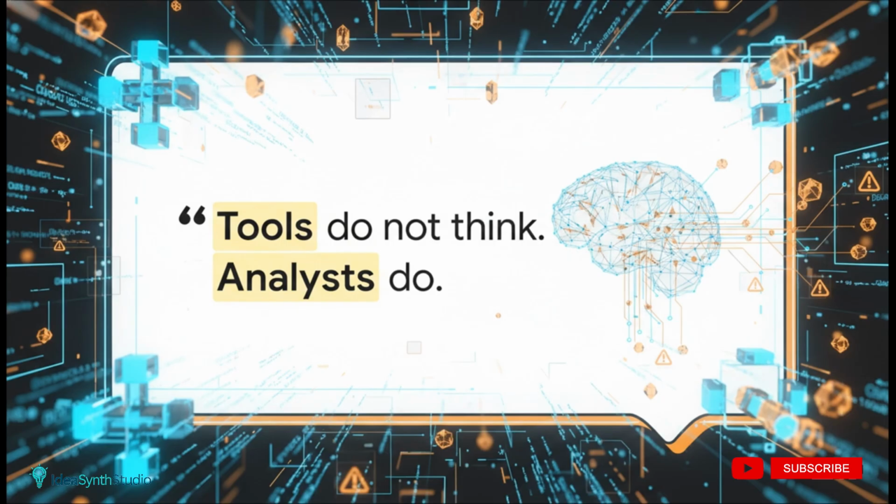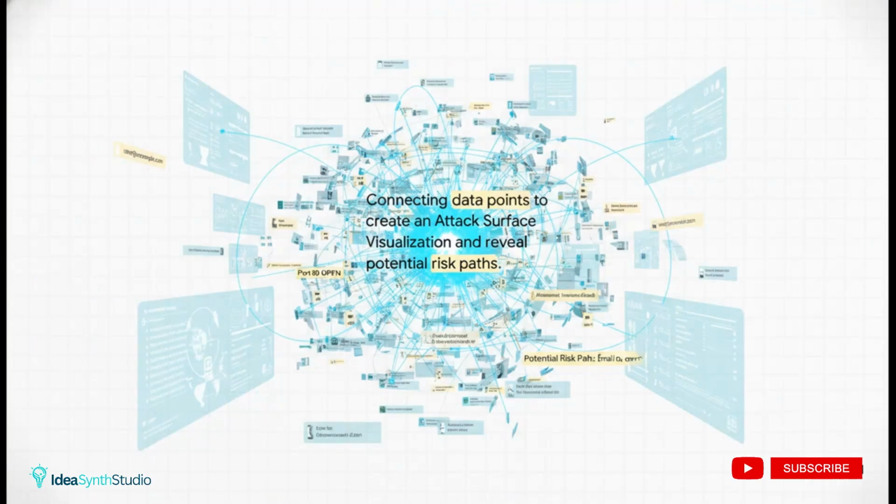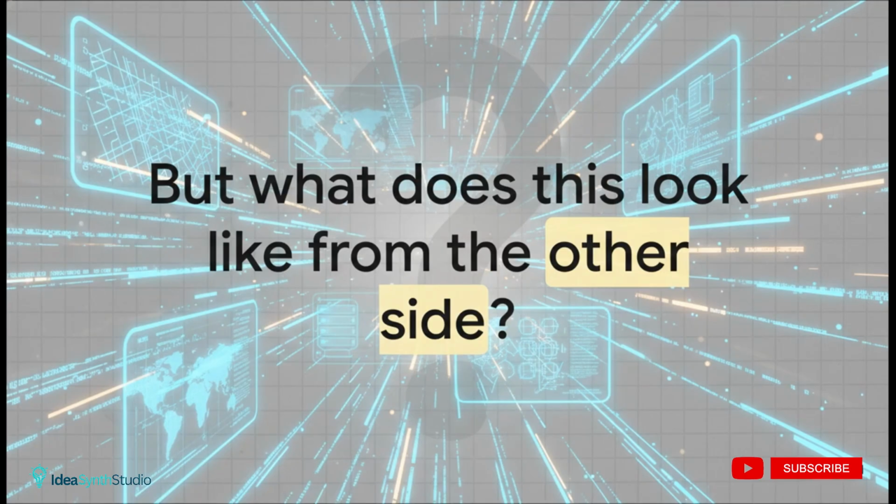You see, tools find the puzzle pieces, but it's the human analyst who connects the dots and sees the bigger picture in all that noise. This is where the analyst's work really shines. By connecting these individual findings, we start to build a map of the target's attack surface. That's its total visible exposure to the outside world. We can now actually visualize how a potential adversary might see the environment and identify the most likely paths of risk.